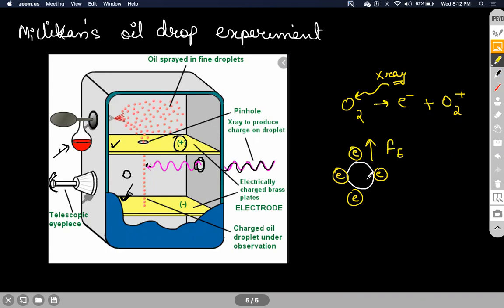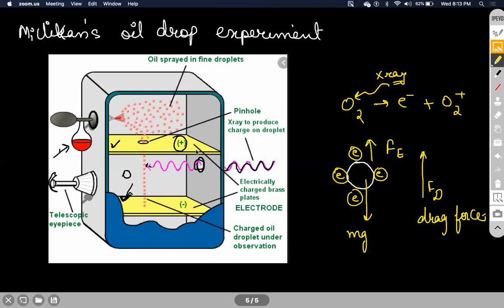Right? There is a downward force, that is mg, the mass of the oil droplet times gravitational acceleration, the gravitational force. Since the droplet is falling down, there is one more force acting, that is called the drag force, FD. You know that when something falls down, a force acts against its motion. That is called the drag force. So there are three forces.